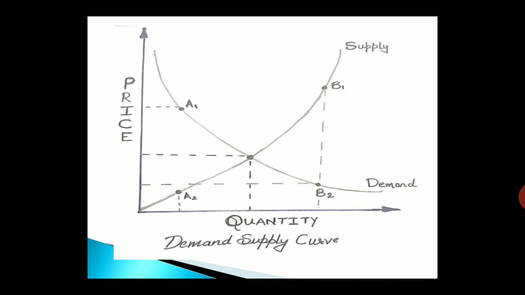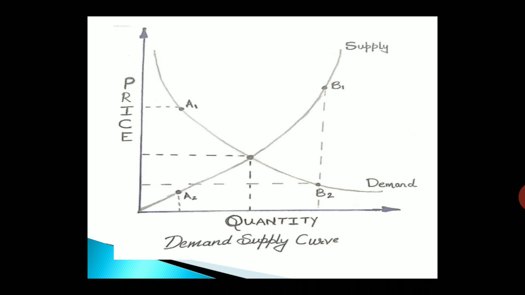I have marked a point A1 which is on the demand curve. A1 is higher on the curve, so when I drop down a horizontal line on the vertical axis, we can see that the price is also on the higher side. Correspondingly, if I trace down the point on the supply curve, we'll see that it lies a bit lower on the supply curve. That means when the demand is high, the supplies are low. It is one aspect of looking at that.